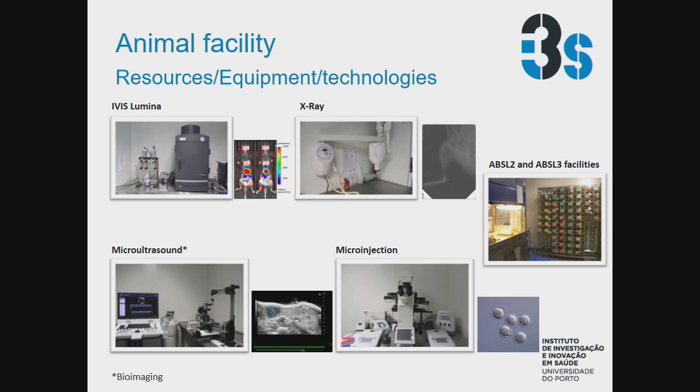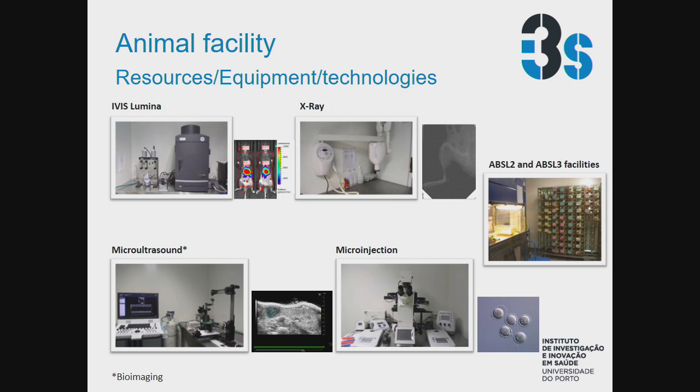The micro-ultrasound is specially focused on monitorization of soft tissues. So if you are working with cardiac studies or even with cancer studies, you can detect very small masses from the beginning of the experiment and follow that mass through the end of the experiment without having to euthanize the animal. The advantage of the micro-ultrasound is that it also gives you very precise measurements of the mass or the alteration that you want to find in the soft tissue.